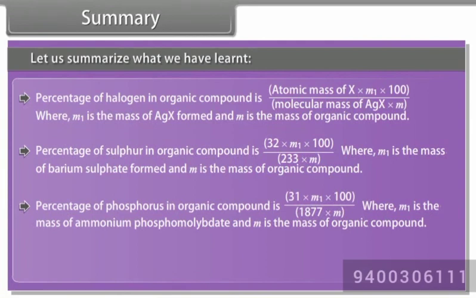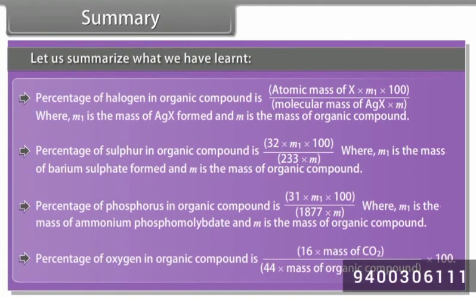Percentage of phosphorus in organic compound is 31 × M1 × 100 / 1877 × M, where M1 is the mass of ammonium phosphomolybdate and M is the mass of organic compound. Percentage of oxygen in organic compound is 16 × mass of carbon dioxide / 44 × mass of organic compound × 100.